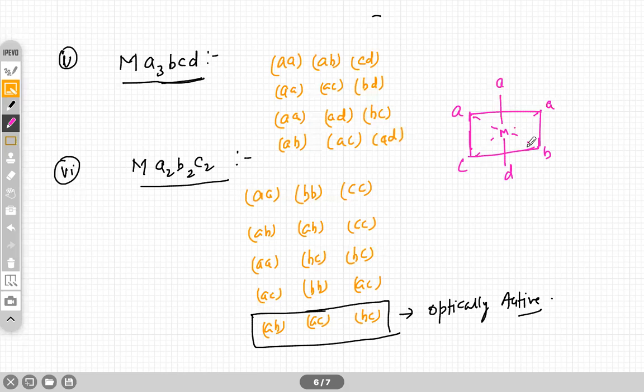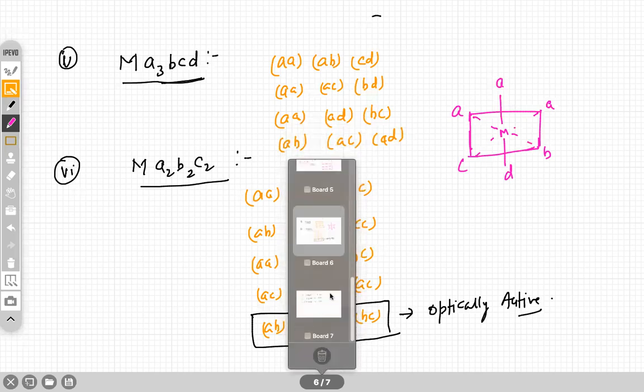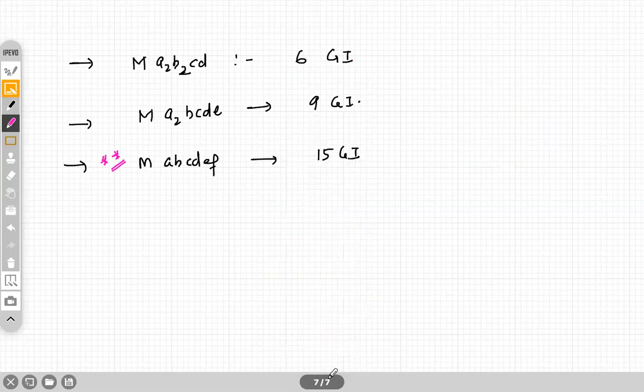Sir, can we also say if there are no identical elements in the same ordered pair, if all the elements are different, like AB, BC, AC and not AA, BB, then it will be optically active? Is it right to say that? For optical activity, we just check the plane of symmetry. We'll discuss optical isomerism after this; now we are seeing geometrical isomerism. Yes, MABCDEF type, all are optically active, as there's no plane of symmetry there.